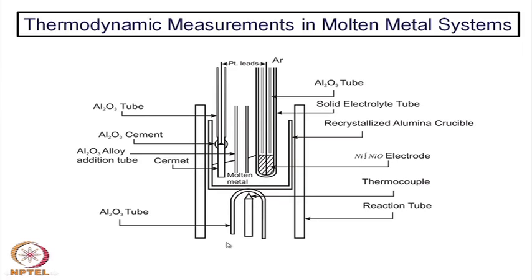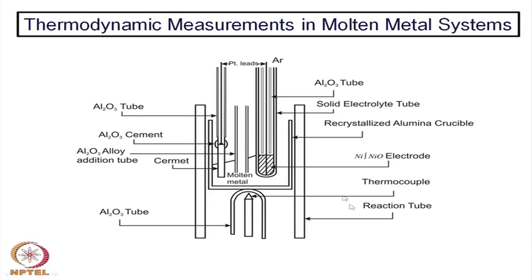This is a thermocouple which just measures the temperature, because if you remember the Nernst equation, you also need to know the temperature. So the precise measurement of temperature is also important if you want to measure the oxygen partial pressure by this process.